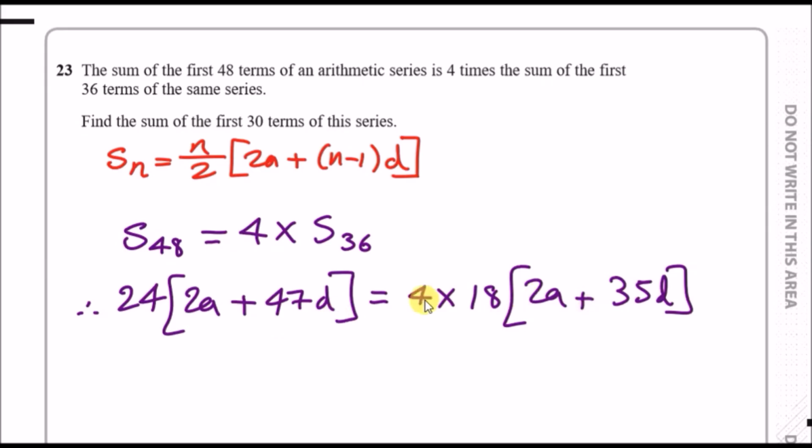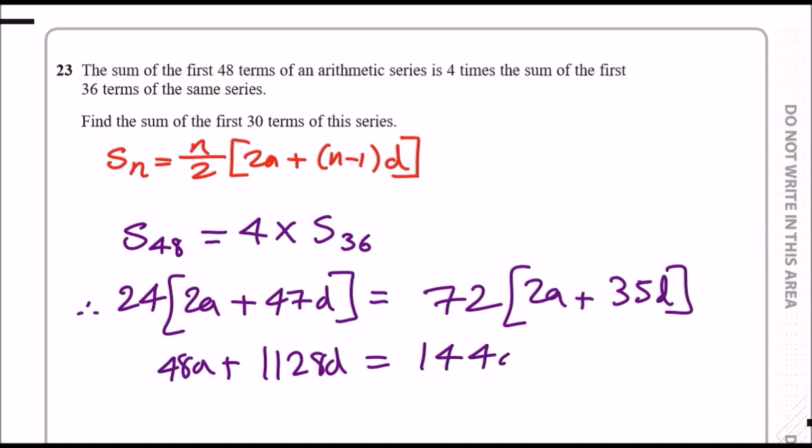So now we've got this information. Let's go ahead and see if we can hopefully tie this up here. So expanding the bracket, you're going to have 48a plus, what's that, 24 times 47. Okay, so you get 1128d. That's equal to, sorry, for this one you want to do 4 times 18 first, just to avoid any error. And that should give us 72. 72 times 2a is 144a plus, now 72 times 35 I don't know in my head, so it's 2520d.